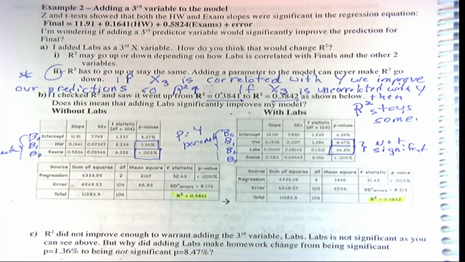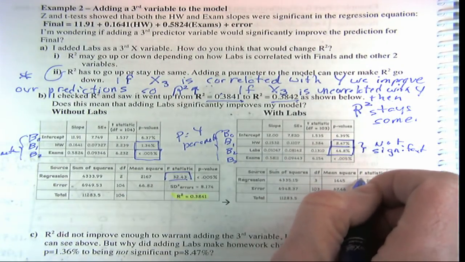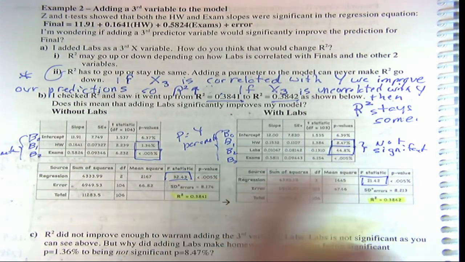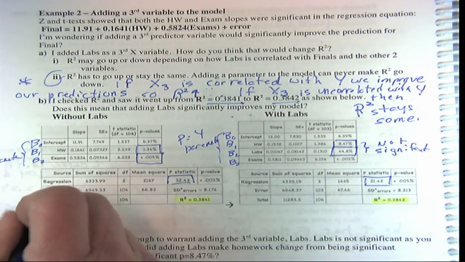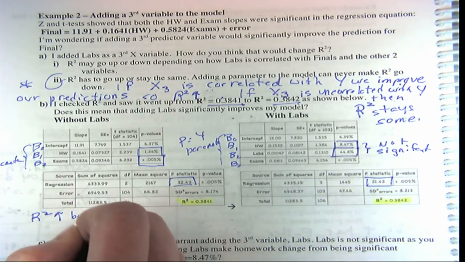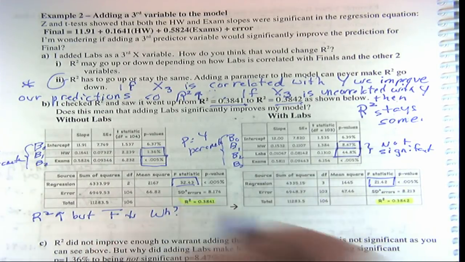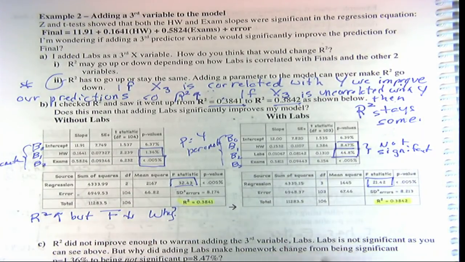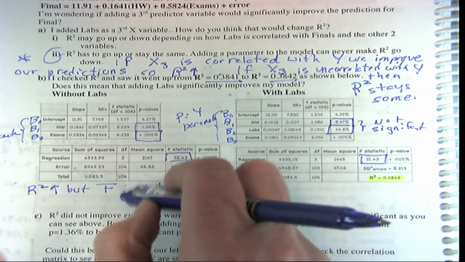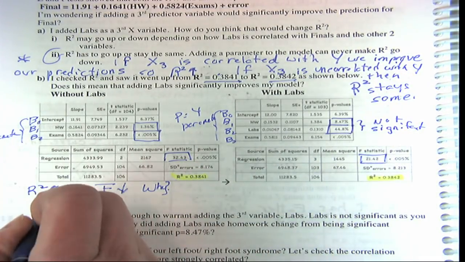What else? What happened to our F statistic? Our F statistic went down. You see? So we're going to get less significance. Look at that. R squared went up. R squared went up, but F went down. Do you know why? Why? It's hard. Why? Remember what F is.